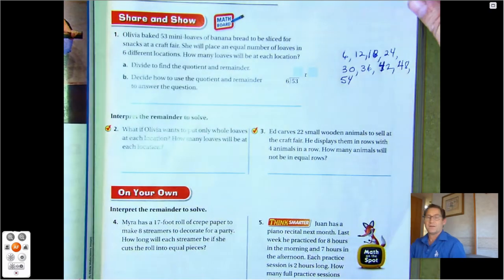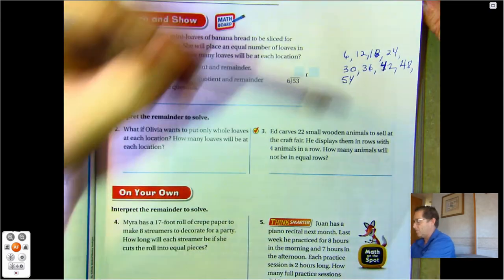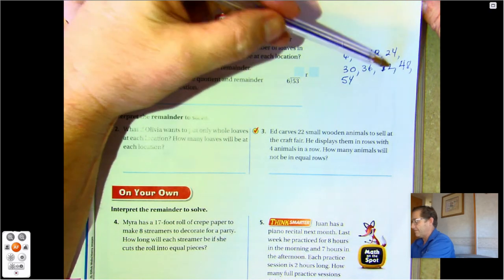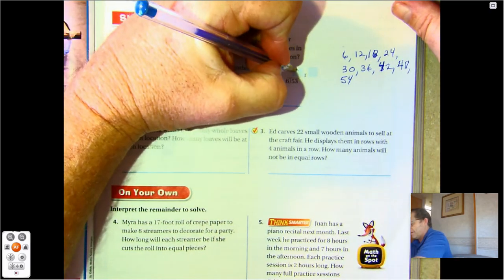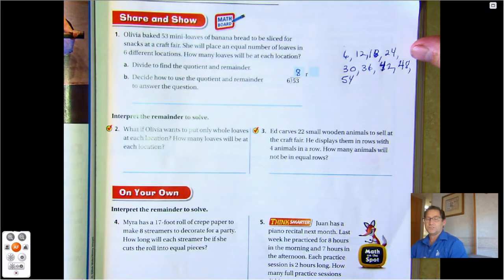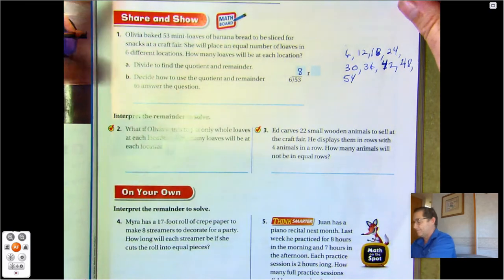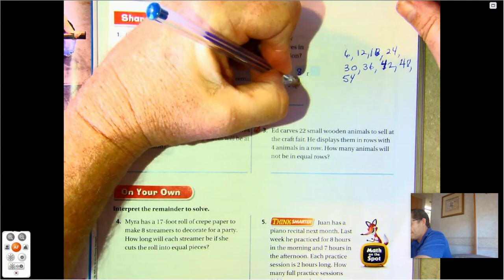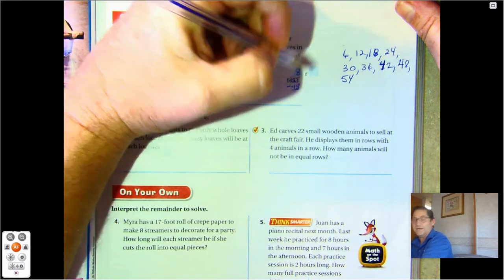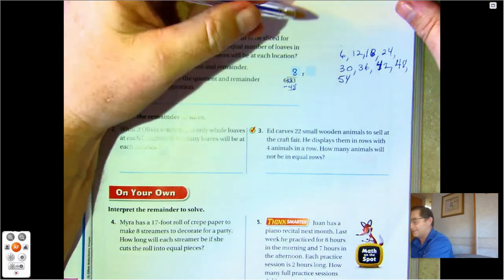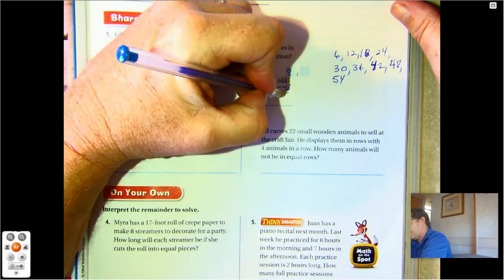Okay, so 54 is too many. So 1, 2, 3, 4, 5, 6, 7, 8. And obviously that would have been simpler if we just knew that 6 times 8 is 48. So another plug for memorizing your math facts. All right, we subtract, we get a remainder of 5.